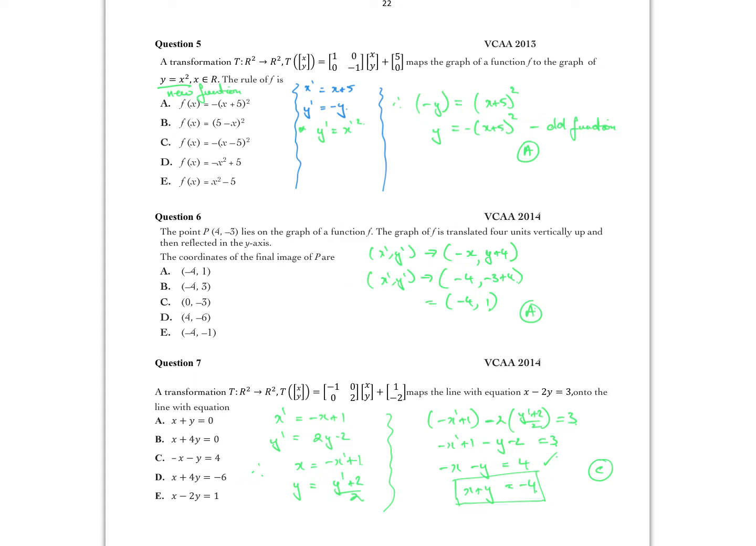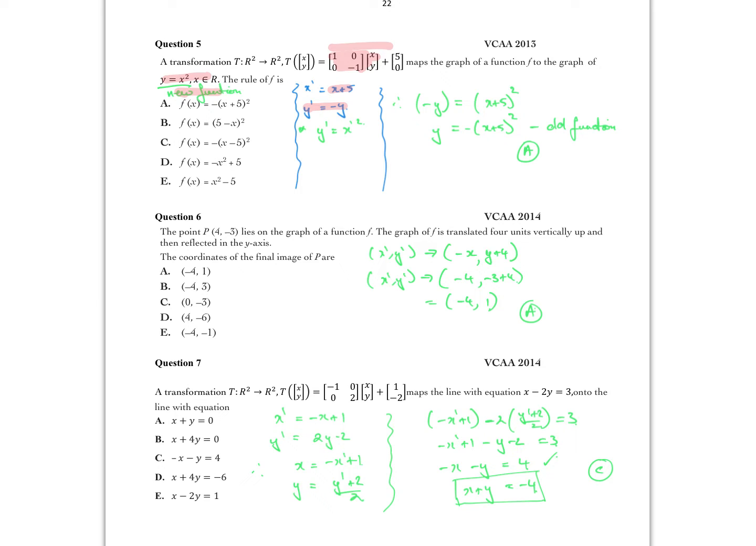The trick with the first one actually is that this transformation maps a function to the graph of y equals x squared. I must confess, when I first read it, I thought we were transforming y equals x squared, but we're not. We're transforming some function into y equals x squared. So this is the new function. If I expand my transition matrix as I normally do, I'll get x dash is equal to x plus 5, y dash is equal to negative y.